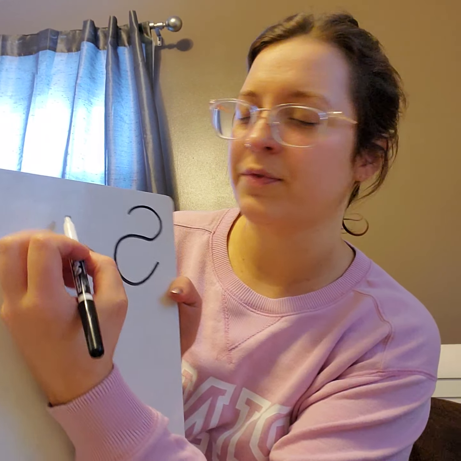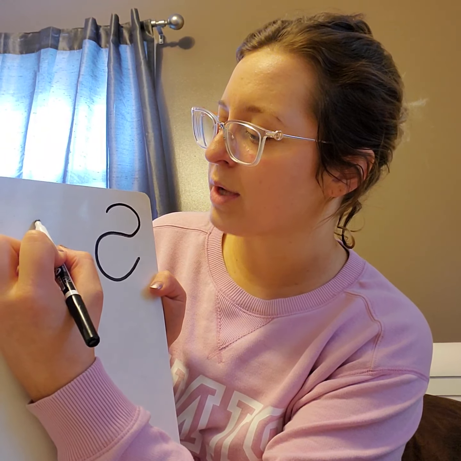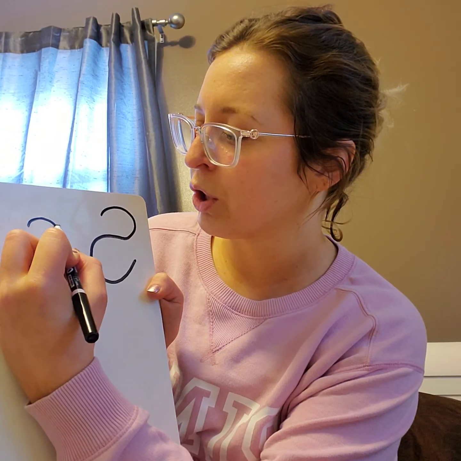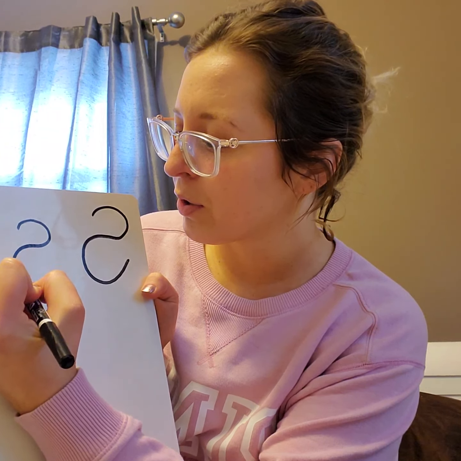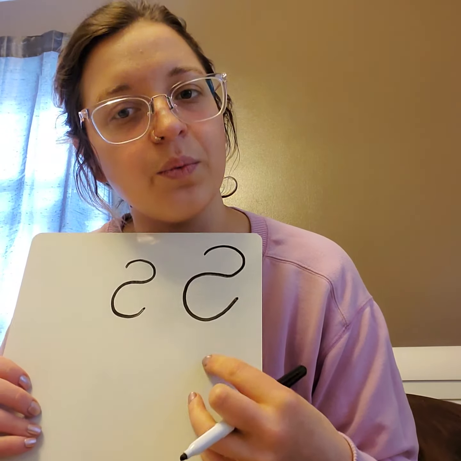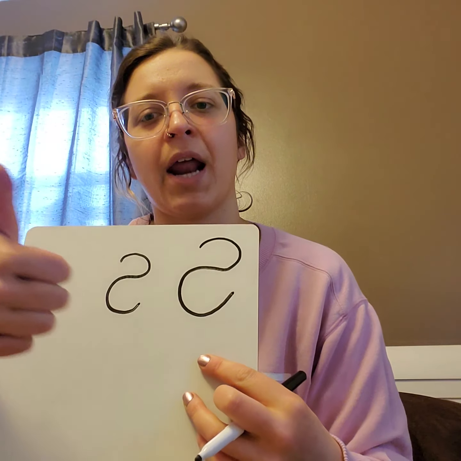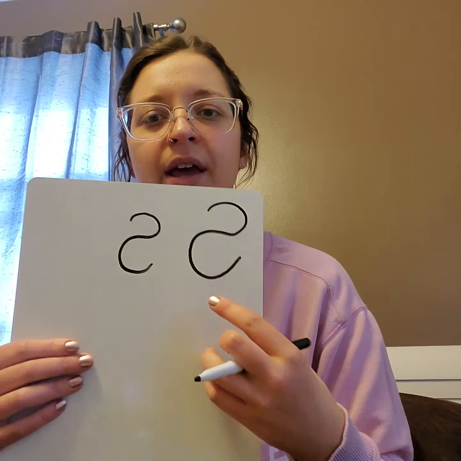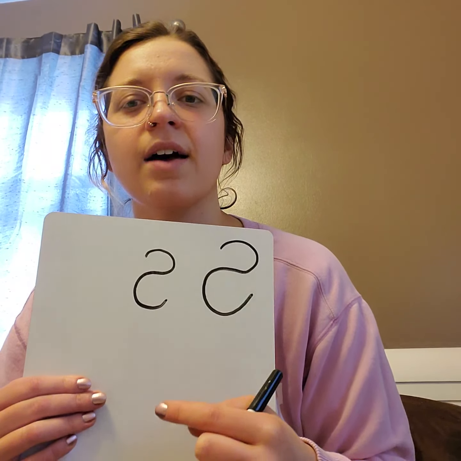For an S, we curve back, curve forward, and it's all one motion. So we do the same for our lowercase. So watch how I just do it in one motion. Curve back, curve forward. It's a tricky one. This one will take lots of practice, but I know you can do it. S, S, S, S, S. S is the name of this letter. Is the sound of this letter.